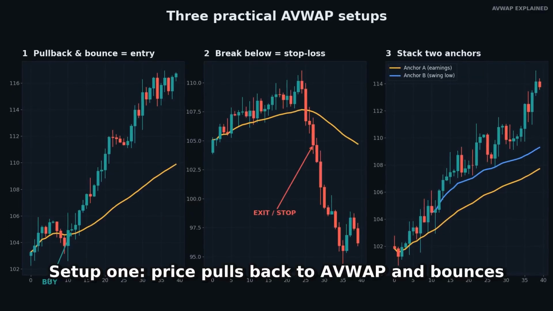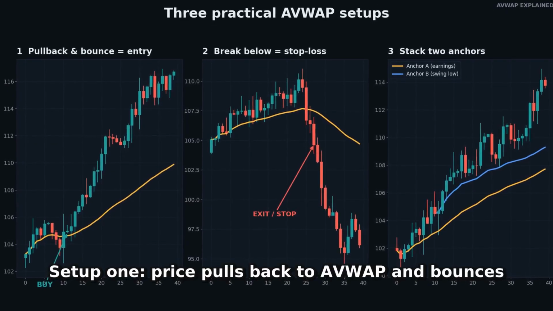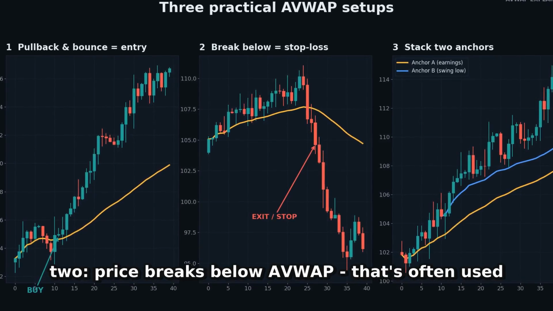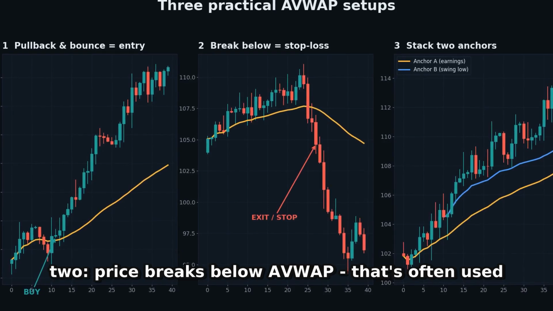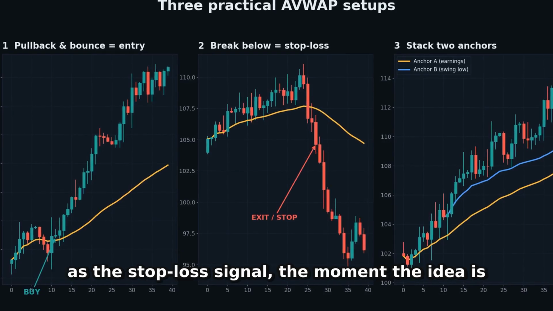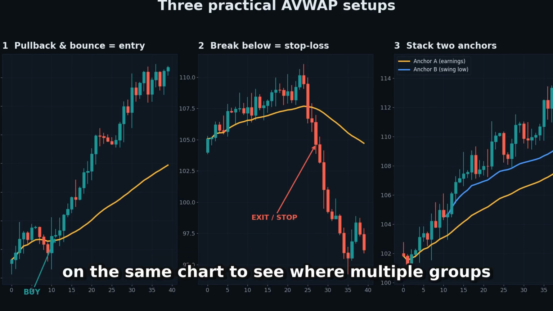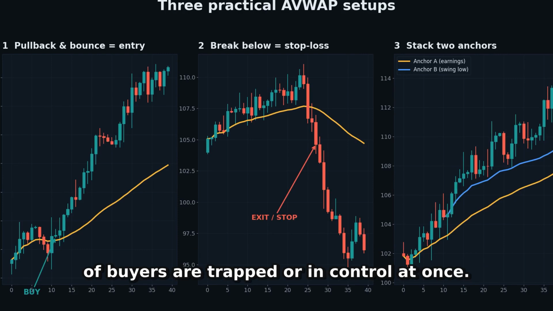Setup 1. Price pulls back to the anchored VWAP and bounces, a lower risk entry than chasing the breakout. Setup 2. Price breaks below it. That's often used as the stop loss signal, the moment the idea is wrong. Setup 3. Stack two anchored VWAPs from different anchors on the same chart to see where multiple groups of buyers are trapped or in control at once.